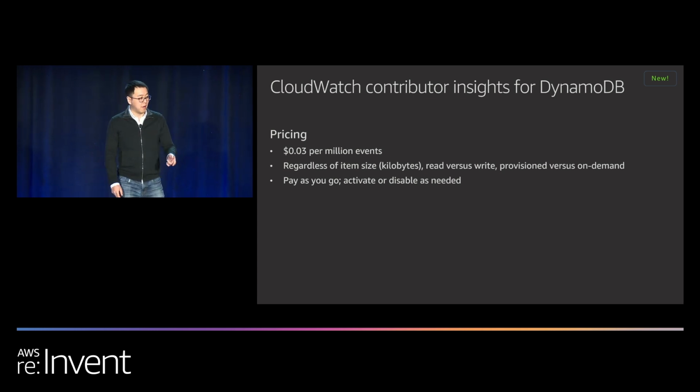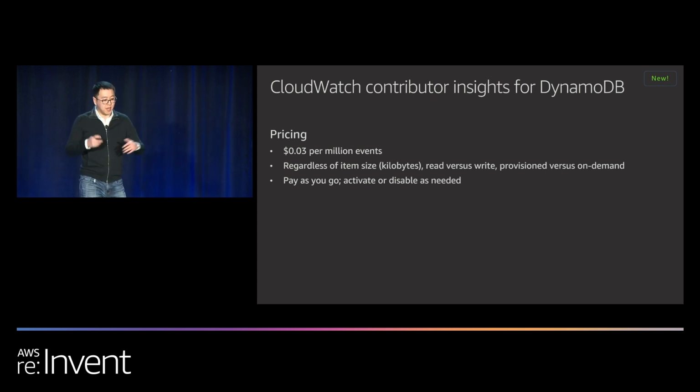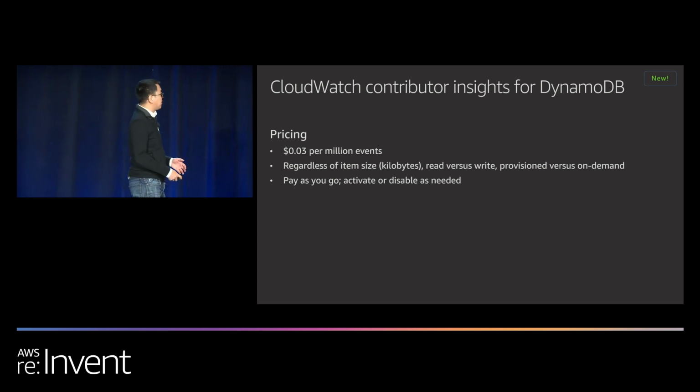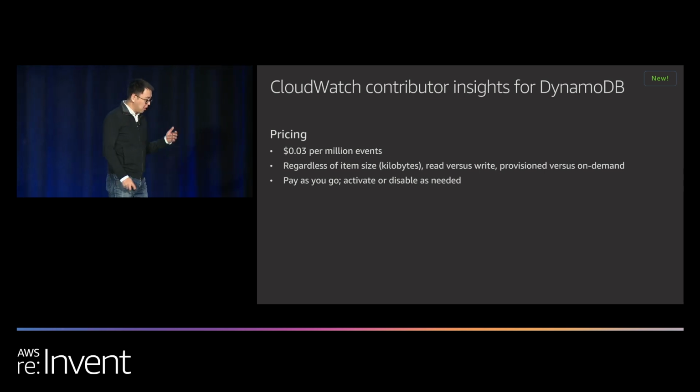So if you're doing a single item put or a single item get, they both represent one event. If you're doing, for example, a batch write item that inserts, let's say, 10 items, you get metered for 10 events. And it's pay as you go. You can activate it or disable it as needed. So, for example, if you don't need this capability around the clock, but you have a large product launch coming up, you can just turn this feature on, watch it for the duration of your product launch, and then once traffic has died down, you can turn it off and we'll immediately stop billing you for it.